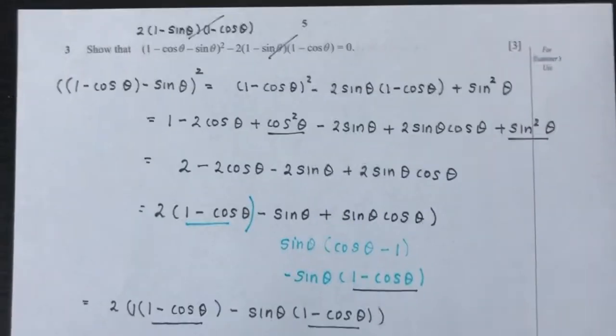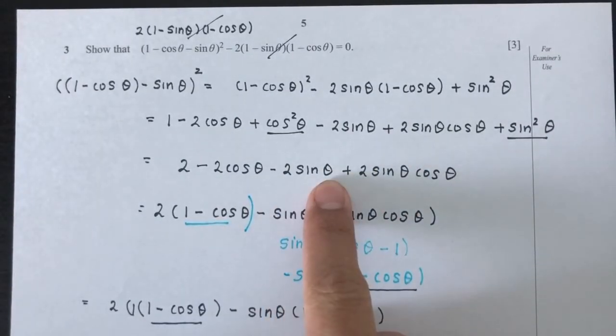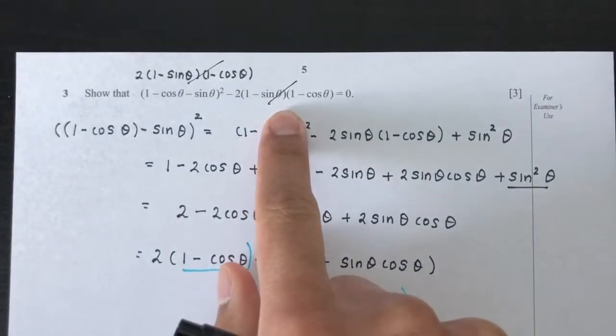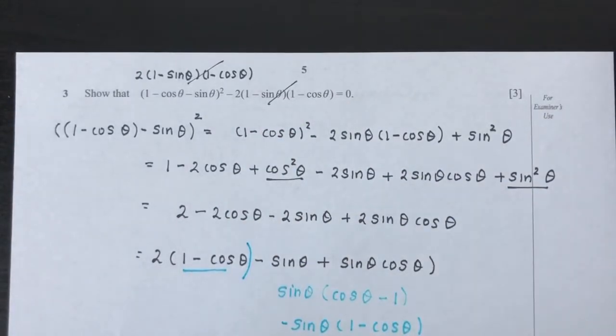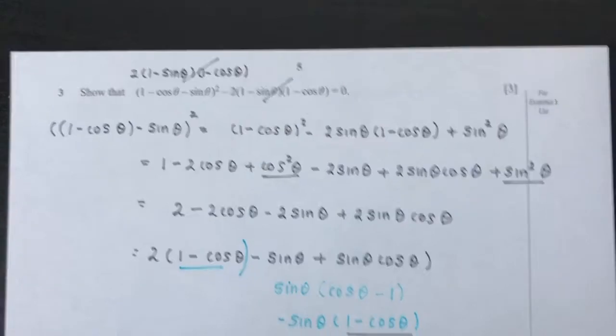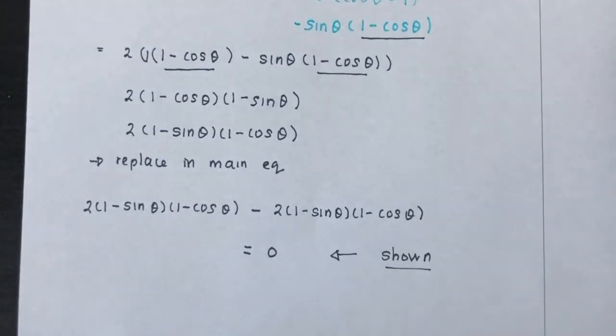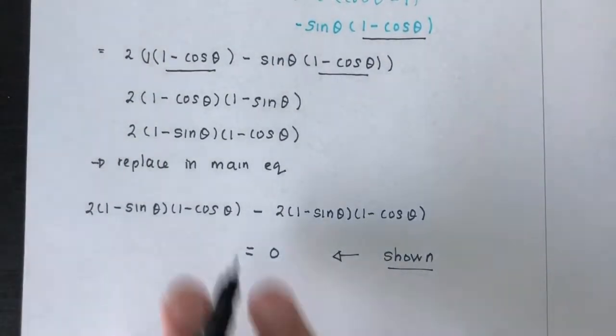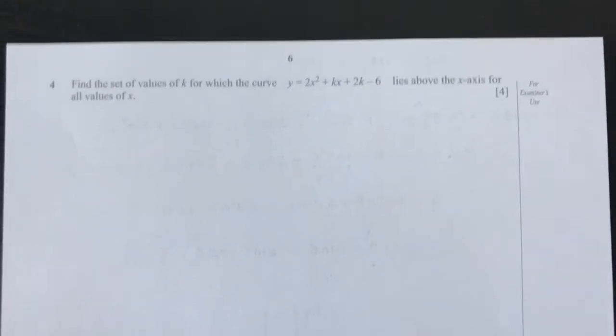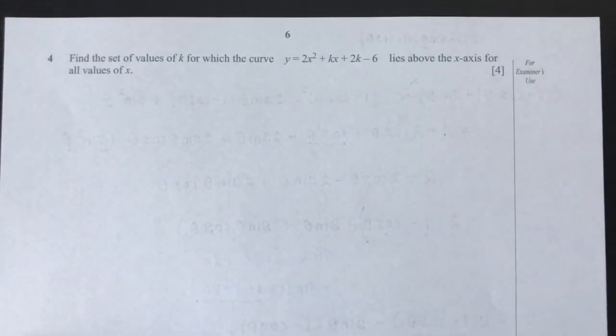If you want to, you can just expand everything, stop here, and then take the other one, expand everything, you will get the same thing, then you just have to minus to cancel out everything. So this is one way of doing this, and this is your question number 3. Let's move on to question number 4.